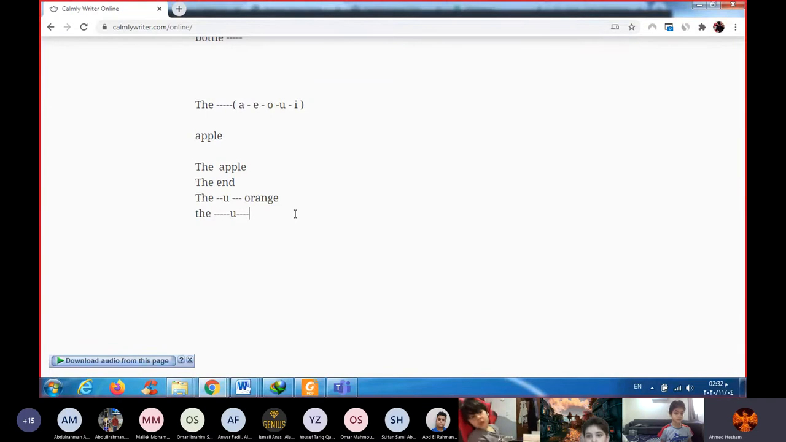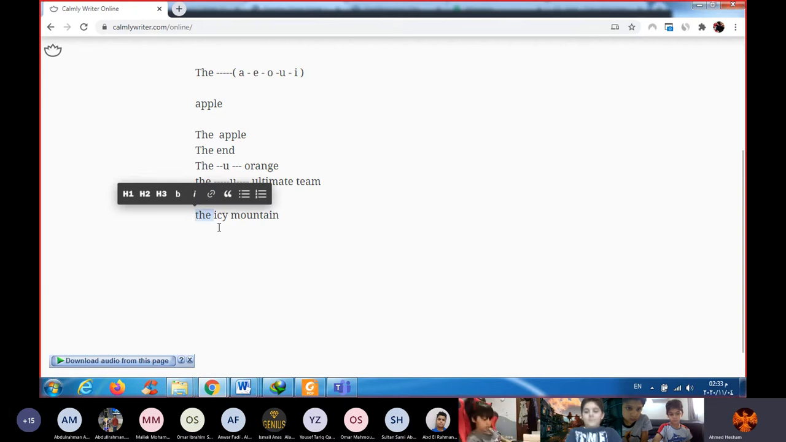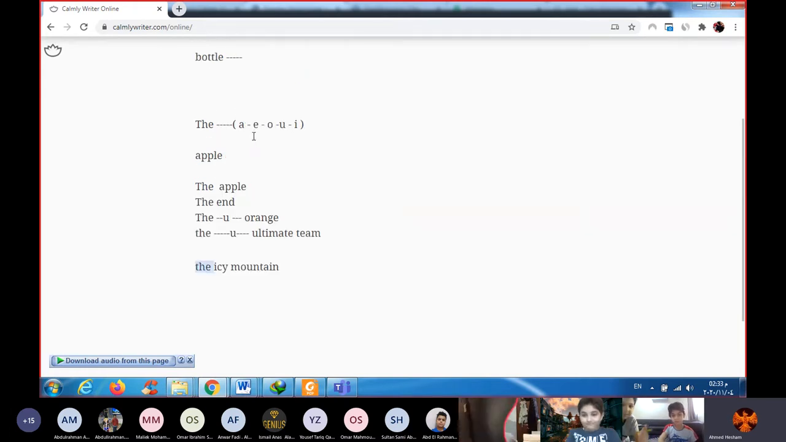The orange, not 'thuh orange', and even here, 'thee ultimate team'. And the last one, I: 'thee icy mountain'. Again, boys, how can I pronounce 'the' as 'thee'? When I find one of these vowels, A or E or O or U or I, or any kind of vowel that you can hear.